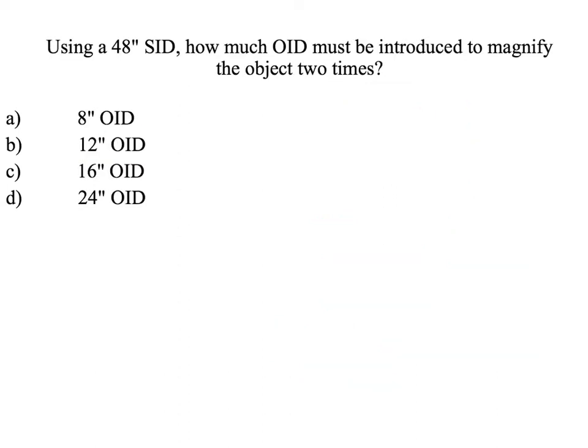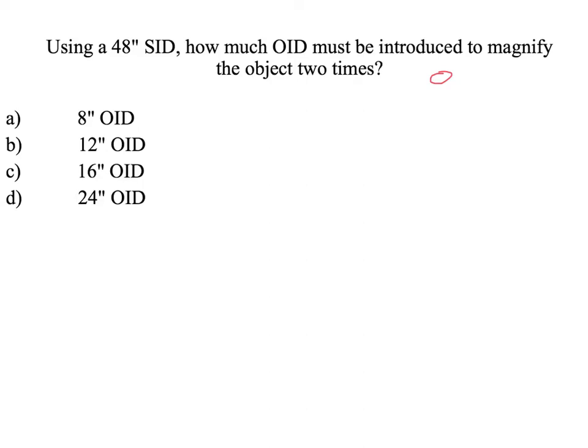Okay. Using a 40-inch SID, how much OID must be introduced to magnify the object 2 times? Right? So there's a way that we could work this out algebraically if we wanted to, right? But we could also think about it geometrically, which is going to be one of the keys to the shortcuts to these problems on the test, right? So let's draw it out real quick.